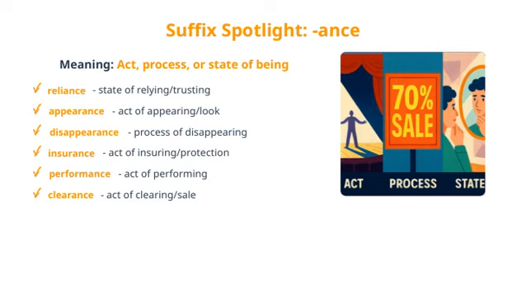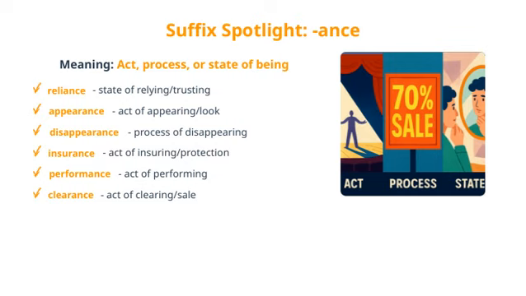Then we have insurance, which relates to the act of insuring or protecting against risks, like health or property insurance. Next is disappearance, the process of something vanishing or ceasing to be visible. On the flip side, appearance is about the act of appearing or looking, how something or someone presents themselves. Lastly, reliance describes the state of trusting or depending on someone or something.